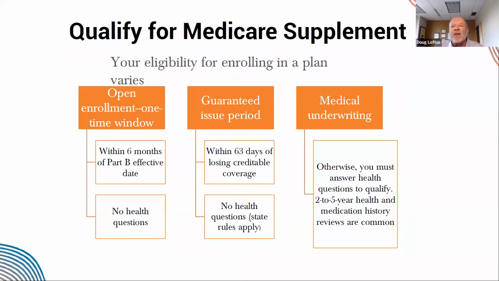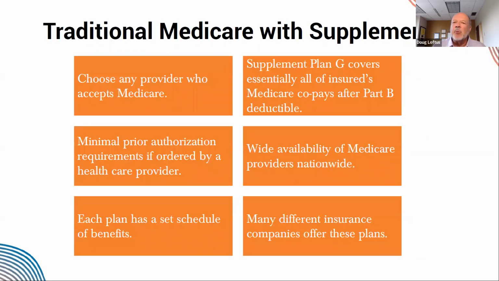There's a wide availability of Medicare providers, so your choices are almost unlimited. And the supplements are offered by recognizable names: Anthem, United Healthcare, Aetna, Mutual of Omaha. There's a wide number of plans that are available. The difference between them is virtually non-existent. There's a difference between a Form F and a Form G and a Form N and a Form A and B, but all Plan Gs are essentially the same.